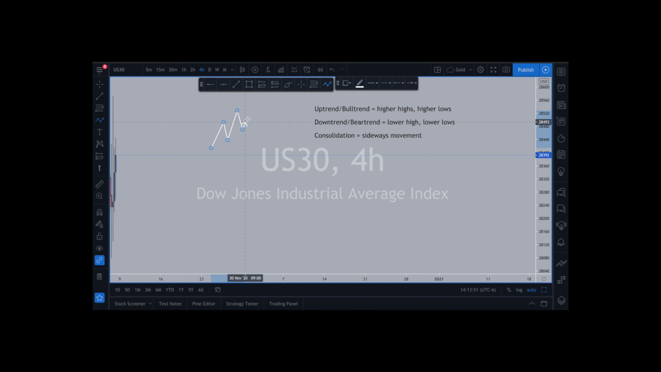This is what it looks like. These are going to be your highs. For people that don't know what a high and a low is, this is going to be a high. This is going to be your highs, and this is going to be your lows, so on and so forth. Highs, lows, highs, lows. That's an uptrend.